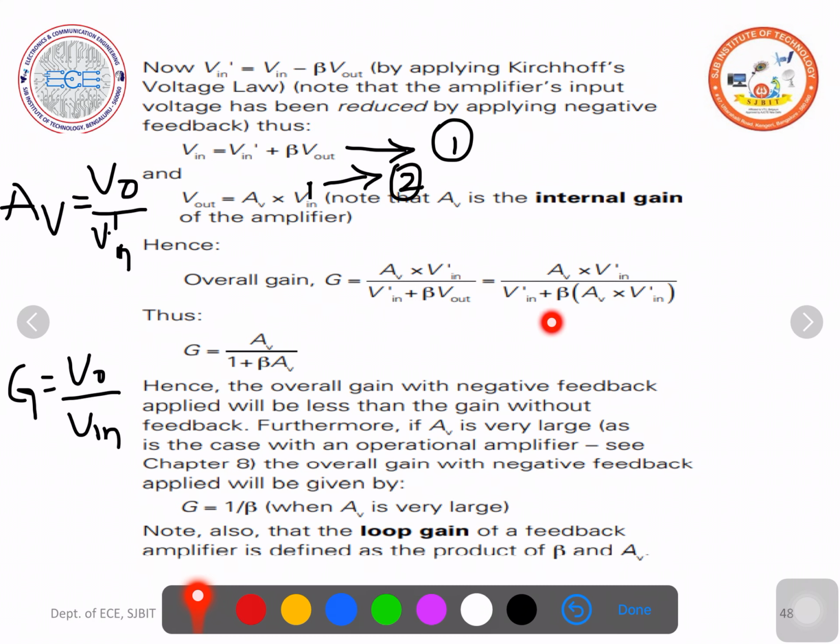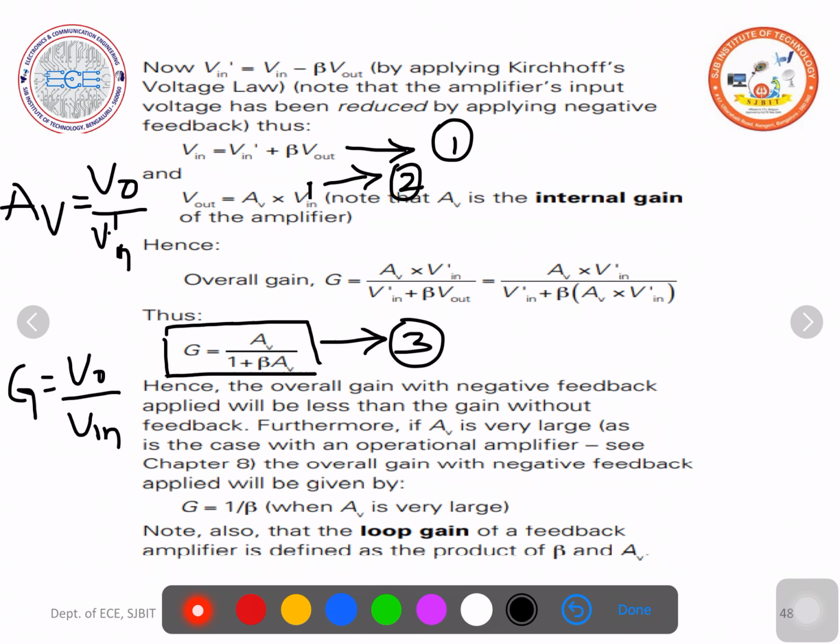So AV into V in dash divided by V in dash plus beta into V out, substituting for V out from equation 2, AV into V in dash. Rearrange these terms and take V in dash common: 1 plus beta AV, and V in dash gets cancelled. So finally you will get the overall gain G equal to AV divided by 1 plus beta AV.